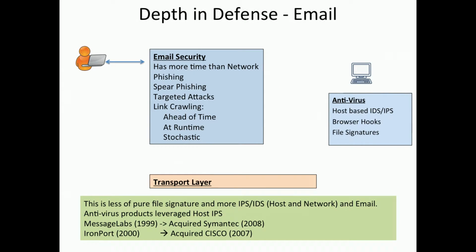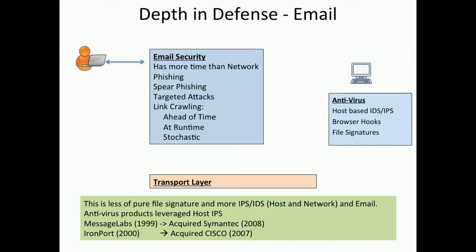On the email side, the rise, again, came with the worms, as you saw. Then phishing, more targeted spear phishing, targeted attacks. You can actually detect targeted attacks by the prevalence of an email within a company versus others. So is it targeted to that company?